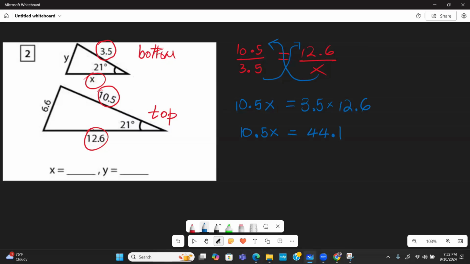In an effort to find x, I'm going to divide both sides by 10.5. So on the left side, I have x. So I'm going to divide 44.1 by 10.5, and it gives me 4.2. So it means then that the value for x is 4.2.